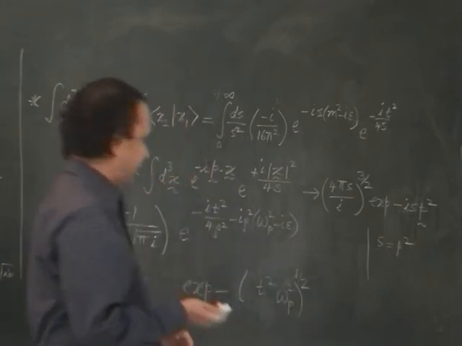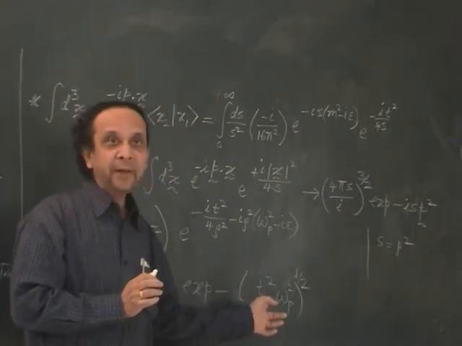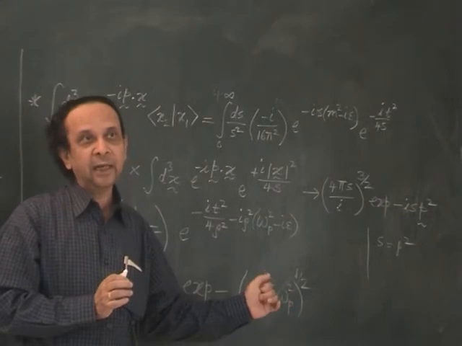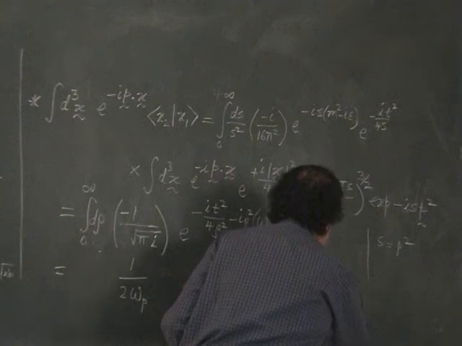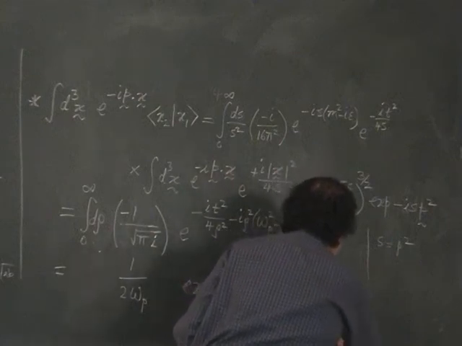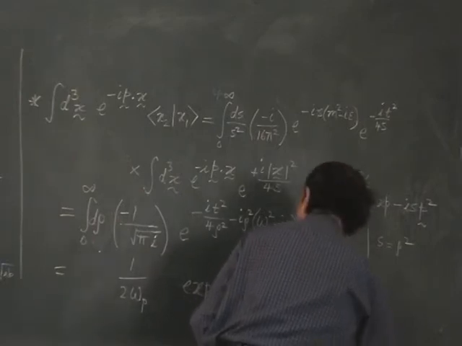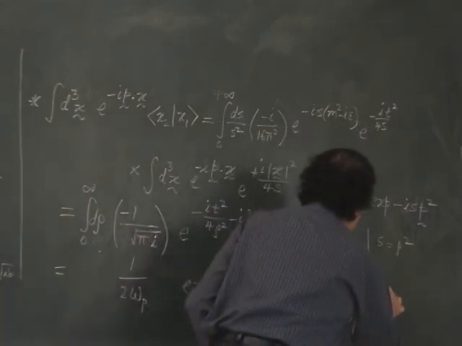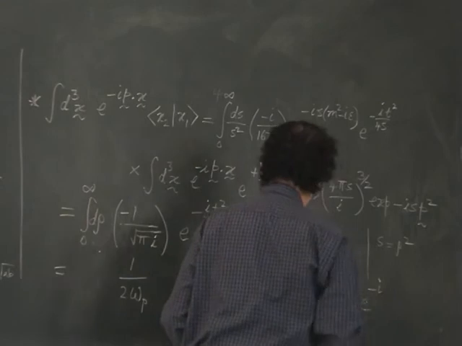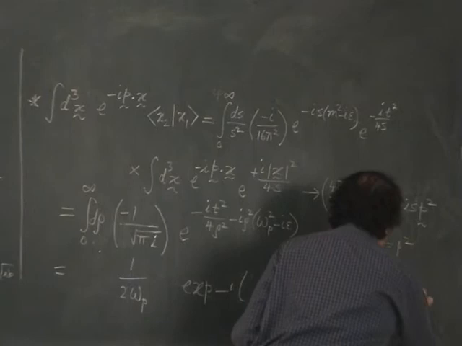Up to this, everything is fine. At this stage, you should resist the temptation to write the square root as omega p t. It is omega p modulus of t, and that makes all the difference. So the answer is 1 over 2 omega p e to the minus I omega p modulus of t.